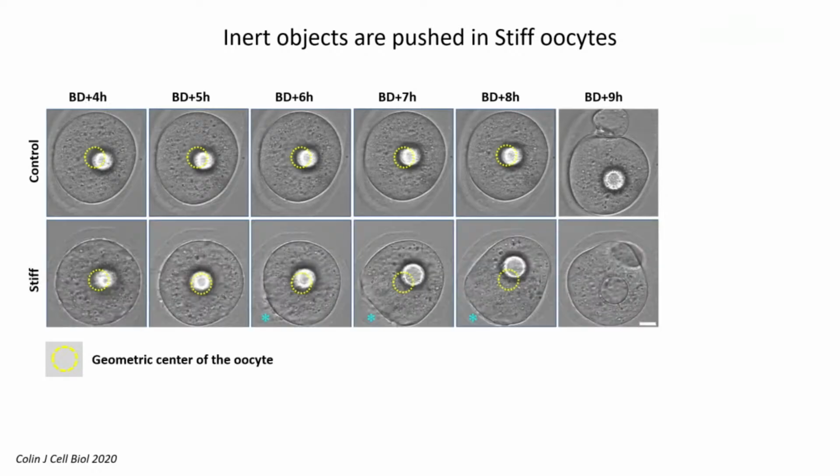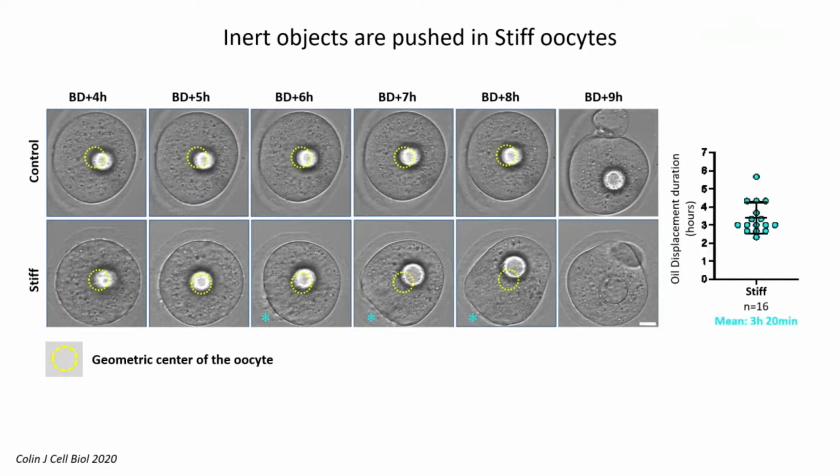We injected oil droplets, and we could show that these oil droplets were actually pushed away from this polarized zone in the direction of division. We measured the displacement of these droplets, and it took them 3 hours and 20 minutes to be displaced. Then they stop moving, and then you have anaphase. So, we create flows from the polarized region of the oocyte.